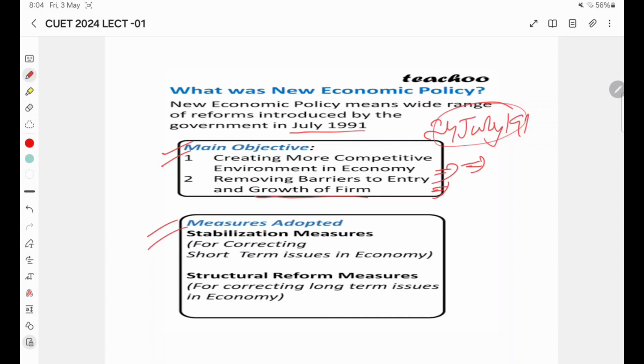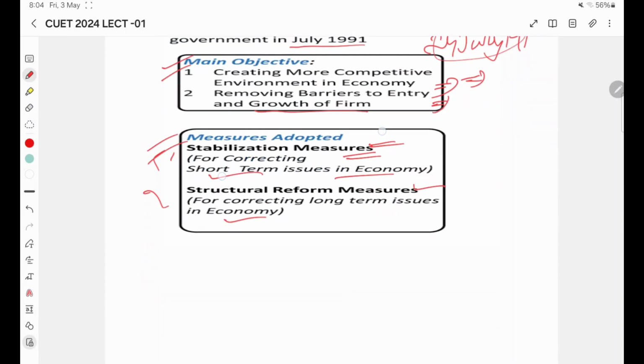So what were the measures adopted? For the short term goal, stabilization measures were adopted, and for the long term goal, structural reforms have been made. Okay, so these are the two things. For the short term issues in the economy, stabilization measures, and for the long term goals, the structural reform measures had been taken.